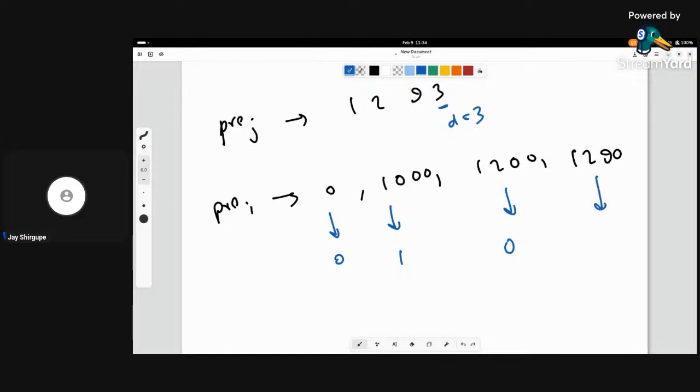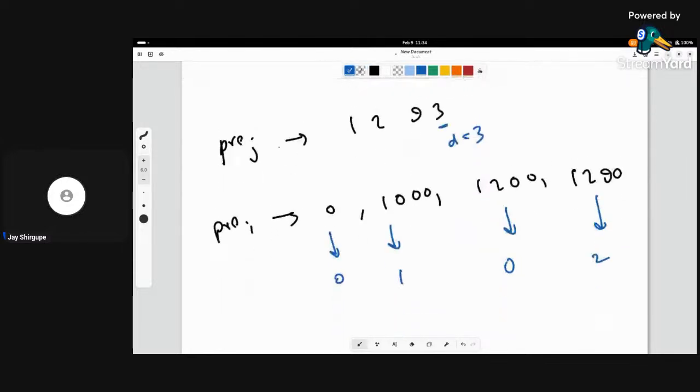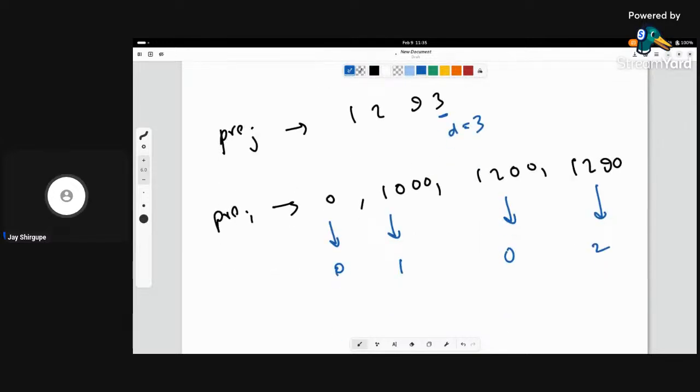All right, let's just say it's some 2 or something. Basically, to get a better idea, all these values are modulo 3. This is 0, this is 1, this is 0, this is 2.